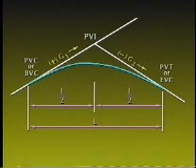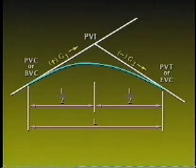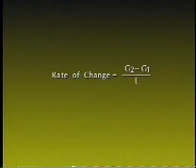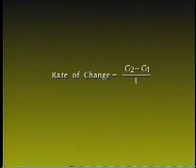G sub 1 and G sub 2 are the grade rates in percentages with attention to algebraic sign. G1 refers to the tangent grade entering the curve, and G2 refers to the tangent grade leaving the curve. Little r is the rate of change for a vertical curve and is found by subtracting G1 from G2, preserving algebraic signs, and dividing by L, the length in full stations.